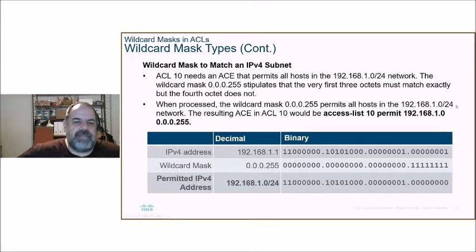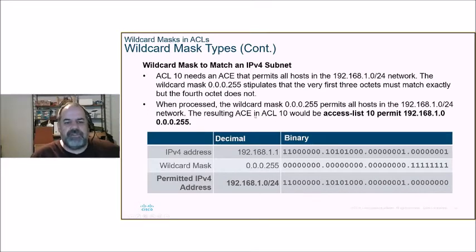Now, wildcard mask to match an IPv4 subnet. It's what I was talking about a bit earlier. So access list 10 needs an access control entry that permits all hosts on the 192.168.1.0/24 network. The wildcard mask of 0.0.0.255 stipulates that the very first 3 octets must match exactly, but the 4th octet does not need to match at all. And so when processed, the wildcard mask of 0.0.0.255 permits all hosts in the 192.168.1.0/24 network.